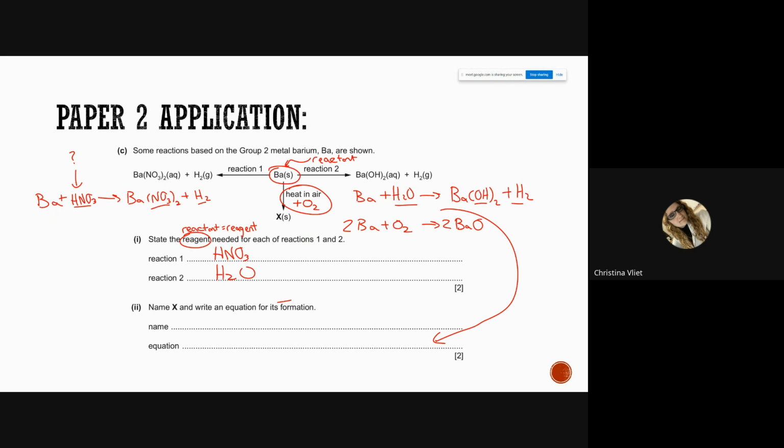And what's the name of X? Barium oxide. So if when they ask for the name, you say BaO, you don't get the mark. You have to say the name if they ask for the name. They're asking for the actual name of the compound. It is barium oxide.